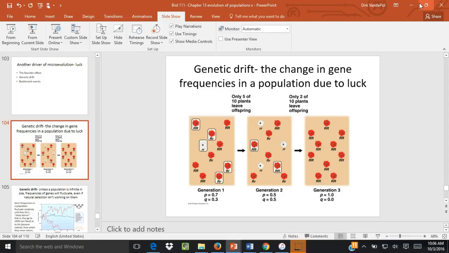So here is the example. We've got some flowers, they're red and white, and we assume, at least for this situation, that being white or being red, if you're this particular breed of flower, doesn't do anything for you.